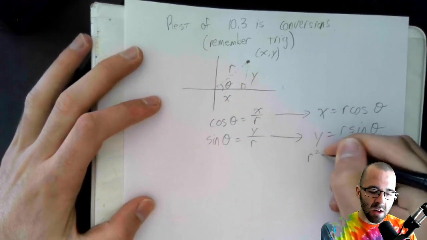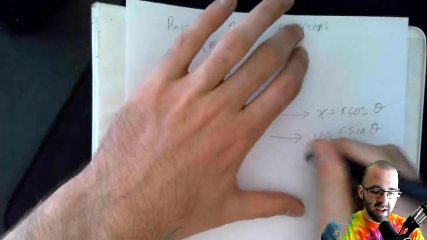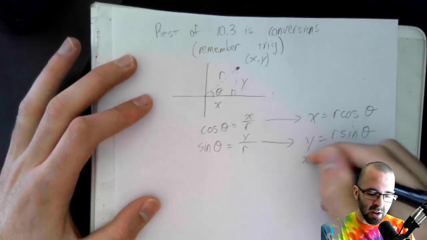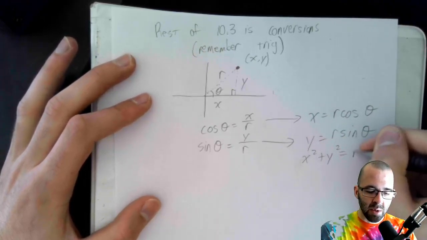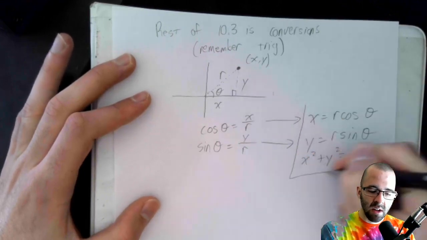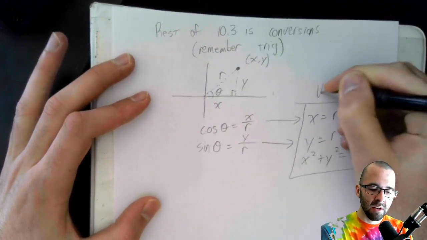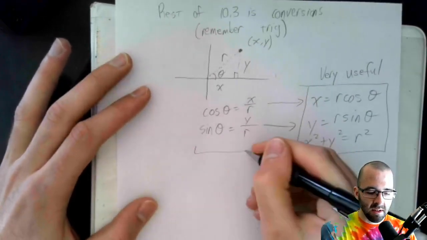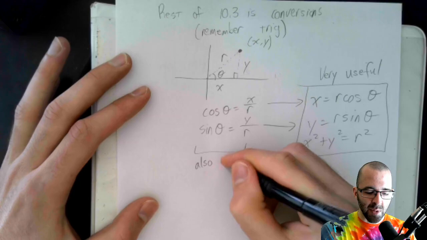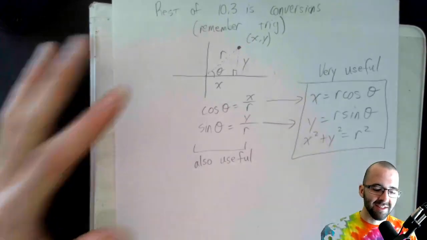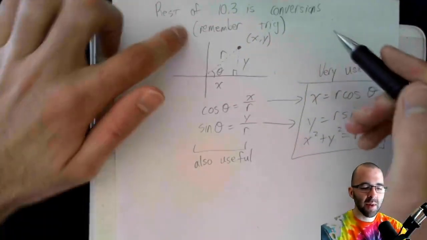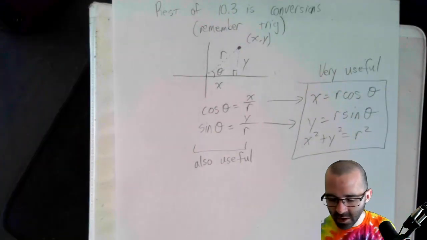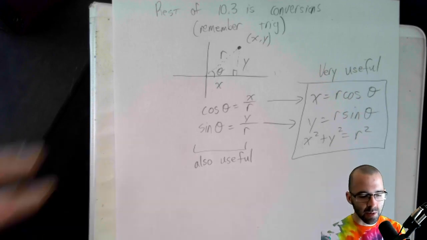Okay. R squared is equal to, I have all my r's on the right. Let's be consistent. We also know that x squared plus y squared equals the hypotenuse squared. So these are very useful, and these are also useful, but not as much. Okay? If you forget, just remember your trig, and you can come up with them again on your own. So let's see how this works.